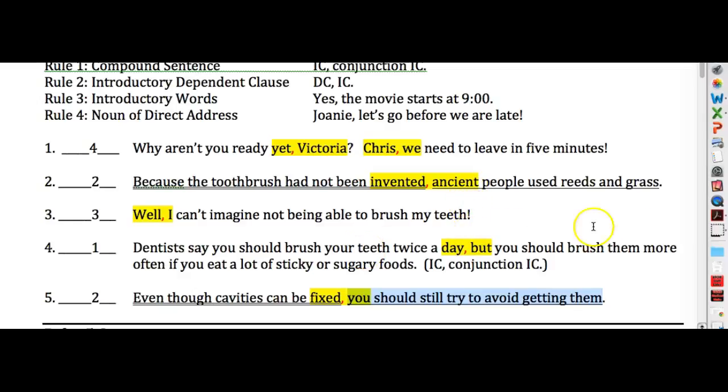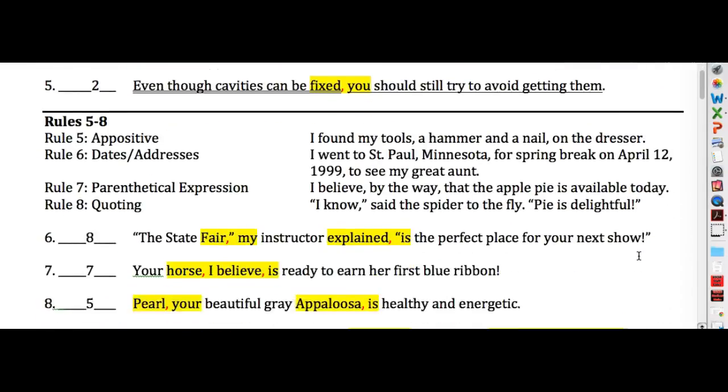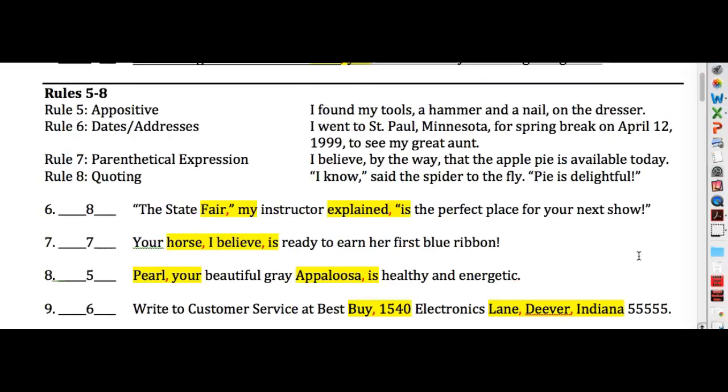Okay, moving on, we are going to go down to rules 5 through 8. Number 6, sentence 6, is a quoting one. So we want to make sure that your comma is right after fair and right after explained. This, I believe, is a parenthetical expression, so we want our commas to go around both sides of it.